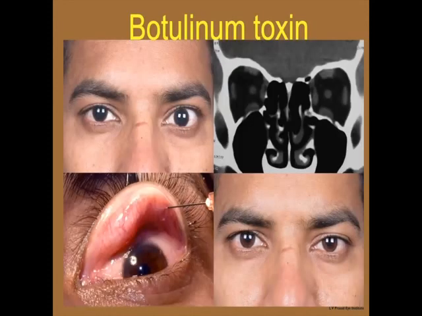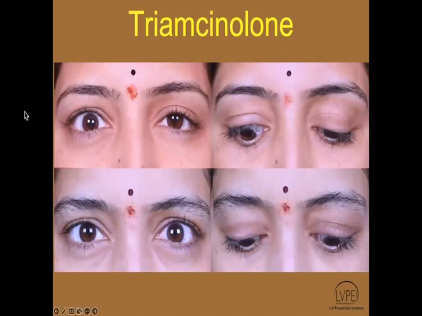Here is an example of a left mild upper eyelid retraction, which was treated with 2.5 units of botulinum toxin to achieve symmetry. Here is a lady with right mild upper eyelid retraction with downgaze lag, which was treated with triamcinolone acetonide injection. You can see the improvement on the right side, and subsequently she started to develop mild left upper eyelid retraction.